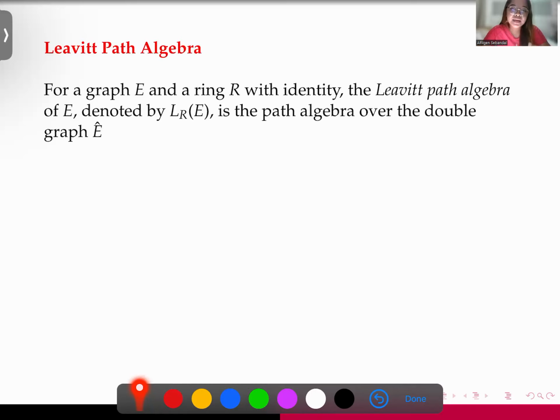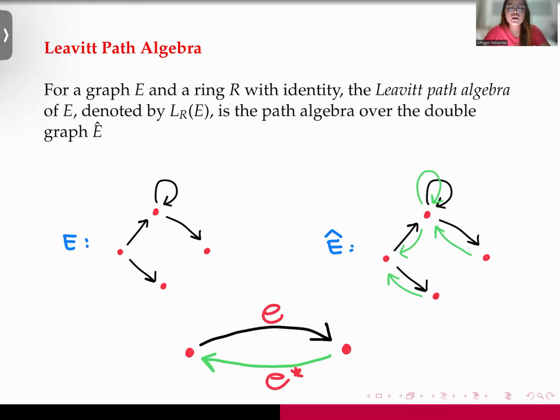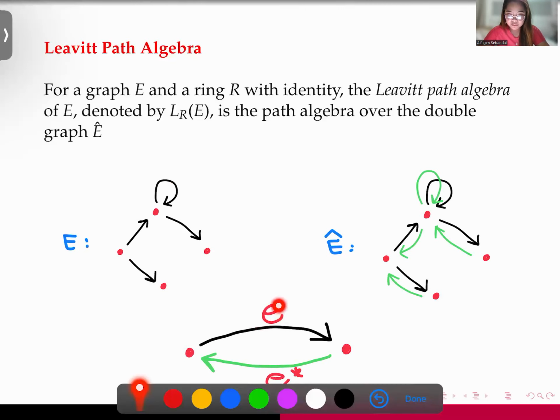Now, the Leavitt path algebra. You again have a graph E and a ring R. The Leavitt path algebra is the path algebra not over the graph E, but over the double graph. So what is a double graph? A double graph is adding what we call ghost edges to your graph. These ghost edges are edges with the opposite orientation, which means if I have an edge E here, then the ghost edge has the opposite orientation. So it's just duplicating the edges with the opposite orientation. The Leavitt path algebra is a path algebra over the double graph.